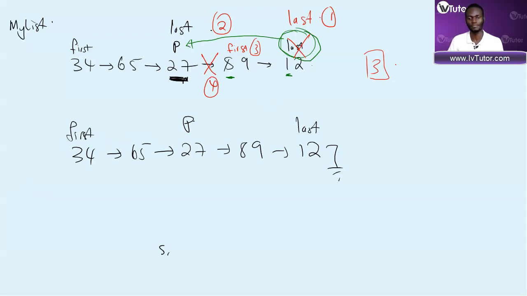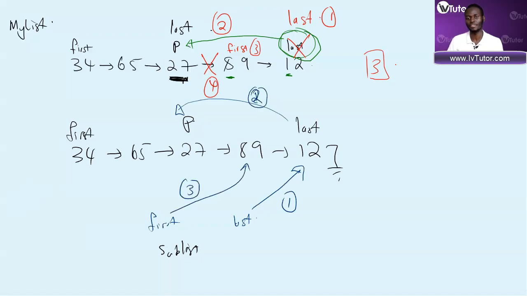Sublist is here, but sublist also has first. Sublist also has last. So I'm saying step number 1, point last to there. Step number 2, move last to P. Step number 3, point first there. Step number 4, break this link. Step number 5, update your counts. And you have divided the list, because your last is now here. Your first for sublist starts here. Your last for sublist ends here.